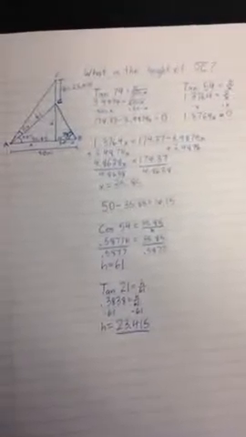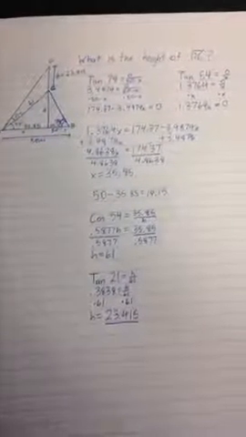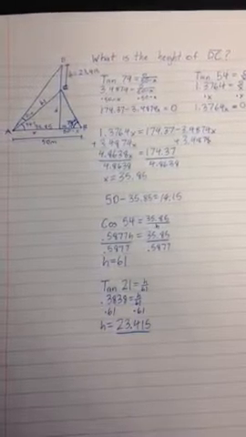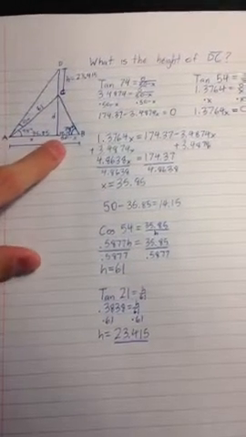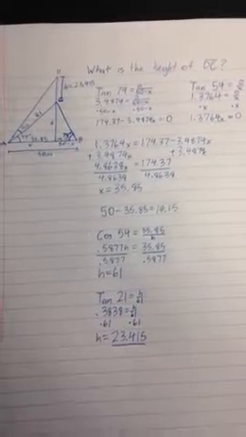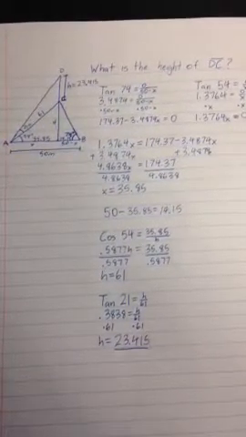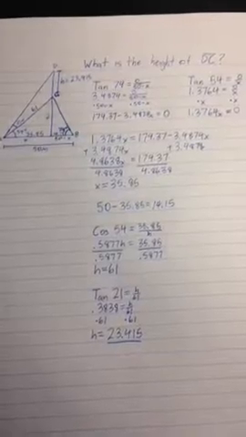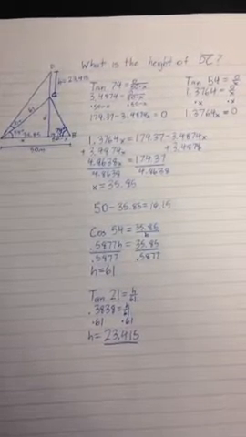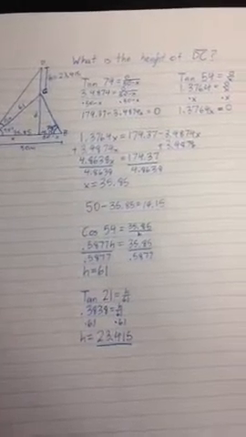So in this problem, we have to find the height of line DC. We're given the angle here, 74 degrees. The angle here is 74 degrees. So we'll start that off by taking the tangent of that, which is equal to the opposite over the adjacent, which the adjacent is 50 minus x.